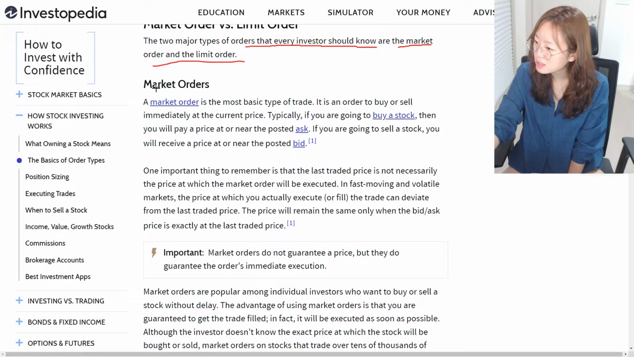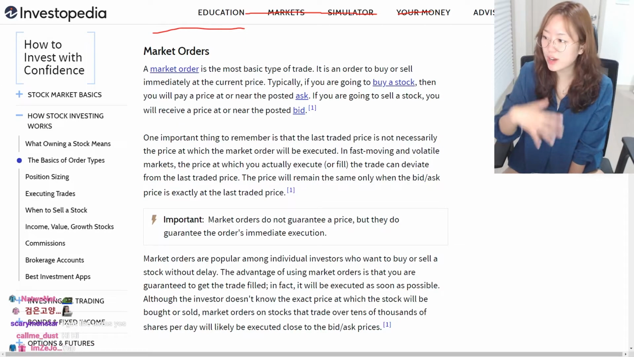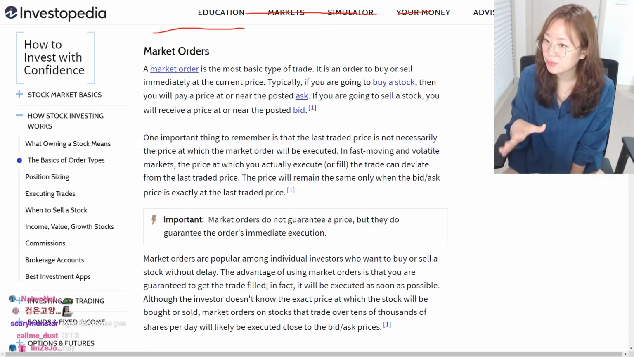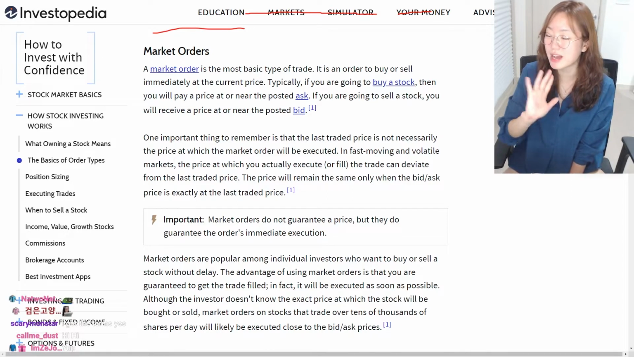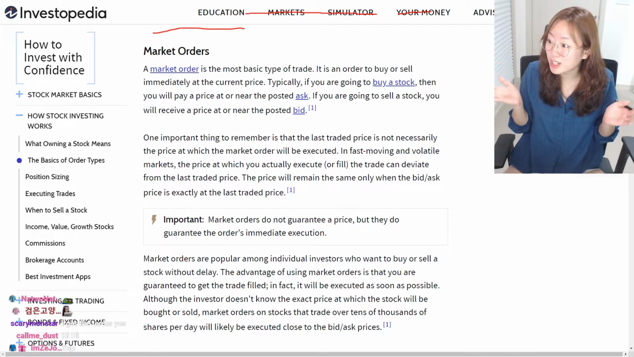Who got that, guys? You guys understood everything? A market order is the most basic type of trade. It is an order to buy or sell immediately at the current price. So if I trade right now, that is a market order because I'm during market hours. Oh, that's why it's called market order, right?